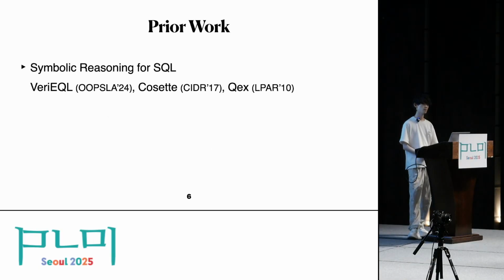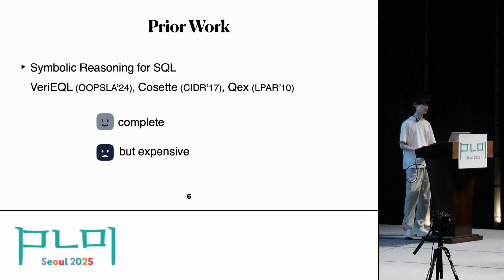The other line of work uses symbolic reasoning methods. For example, VeriEQL, Cosette, and QEX use symbolic techniques to reason about queries. These methods are complete, meaning that, in theory, they are guaranteed to find a desired input that meets the problem's criteria, if there exists one within the given input space of interest. But this completeness comes at a cost. They are often very computationally expensive, especially for large or complex queries.